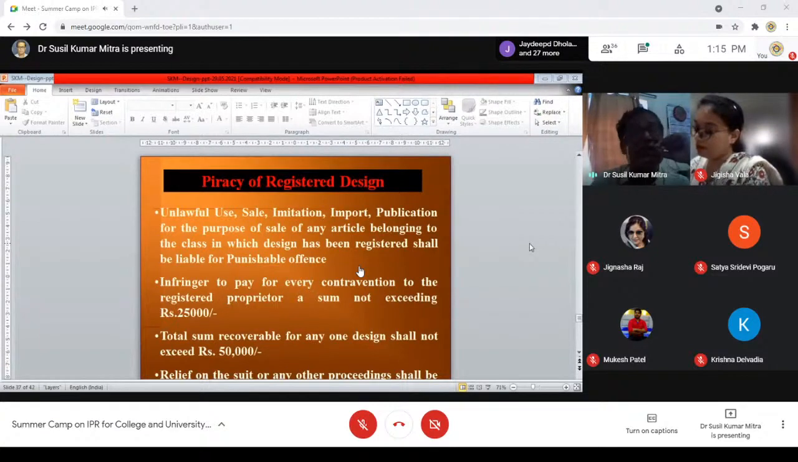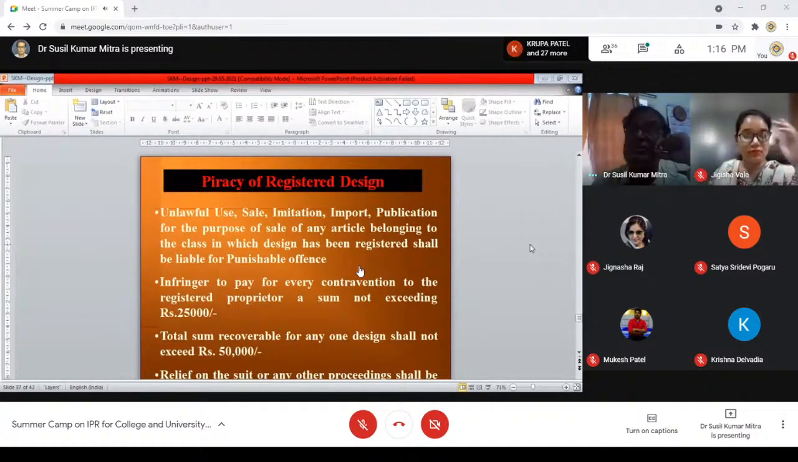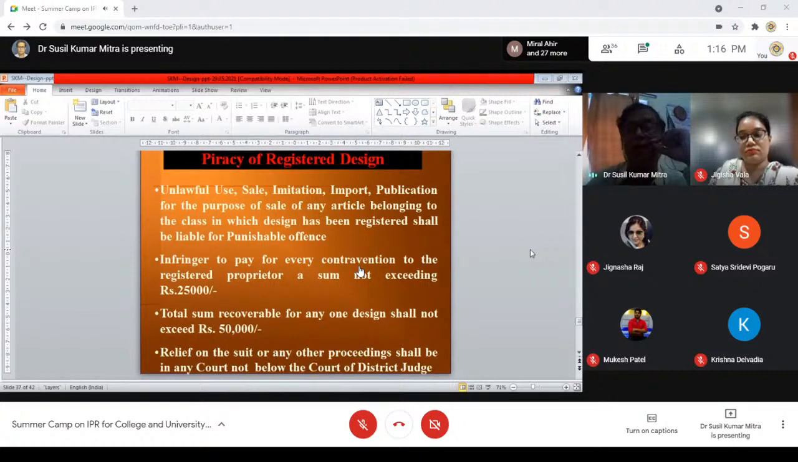And piracy, that is the infringement. In case of patent also, the infringement provisions are there. Similar provisions are also here, but it is called the piracy of registered design. If any piracy is made and the court thinks that yes, it is copied from the other products, then for every contravention the court can give an award of 25,000 compensation, and the total sum recoverable is 50,000. So in the case of infringement also, the court can decide the matter and give compensation to the registered proprietor for copying the product of the registered proprietor.